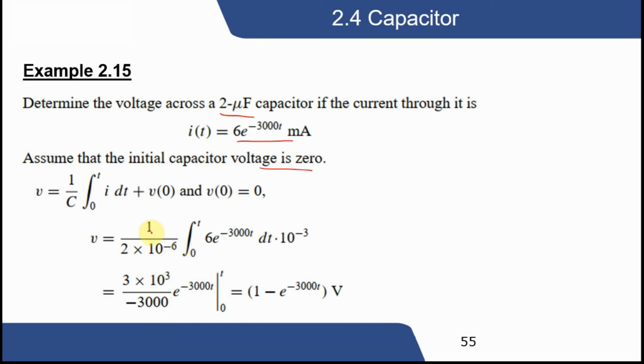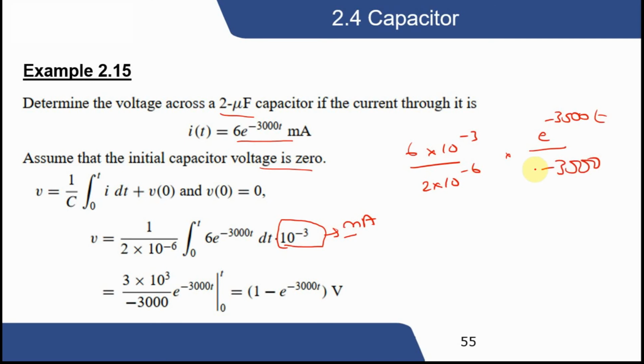So we have the capacitance, 1 upon 2 micro. This is the equation, and the 10 to the minus 3 is for the milliamps, as the current is in milliamps. It's a constant, so it also comes outside. So we have 6 milli divided by 2 into 10 to the minus 6, and when we integrate it, we have e to the power minus 3000 t divided by the differential of the exponent, which becomes minus 3000. The 2 and 3 cancel, leaving minus 3, and this is 1000, this is also 1000. So 10 to the minus 3 multiplied by 1000 becomes 1. So this all becomes 1.